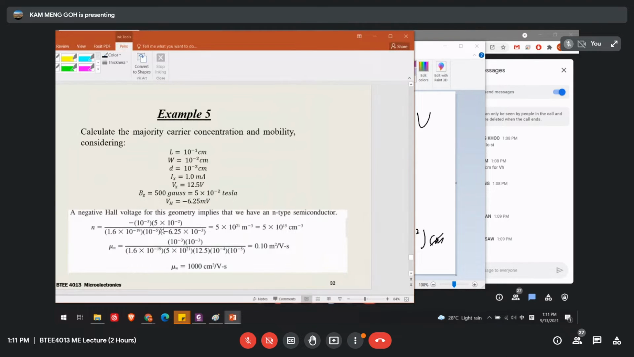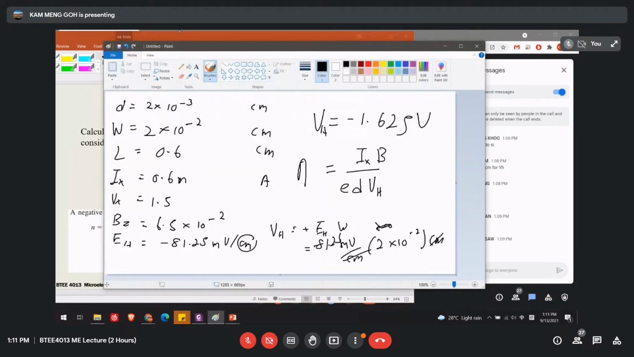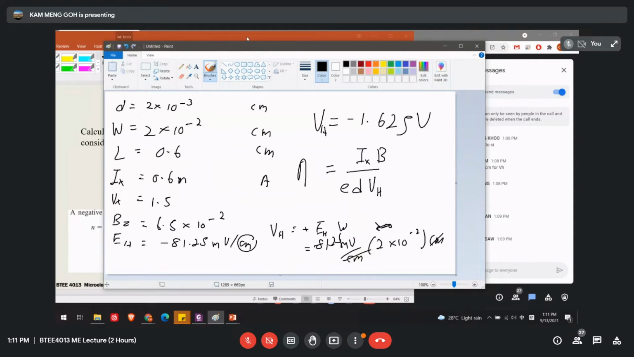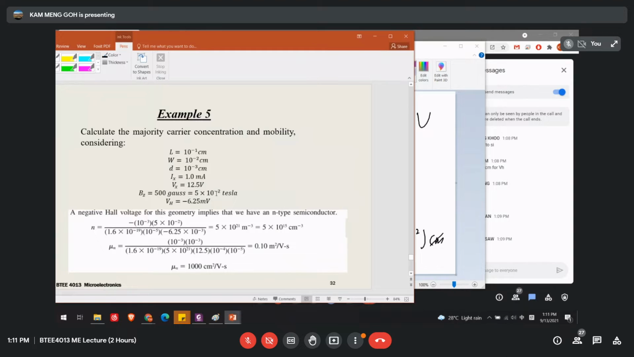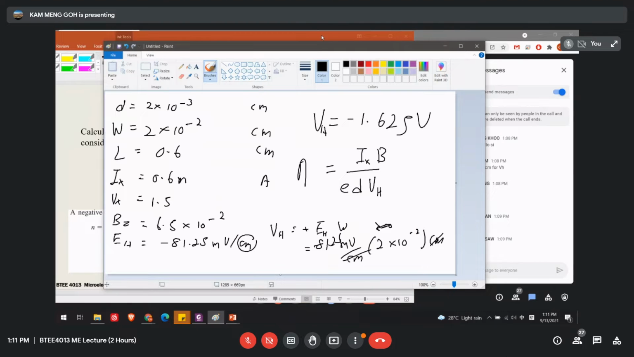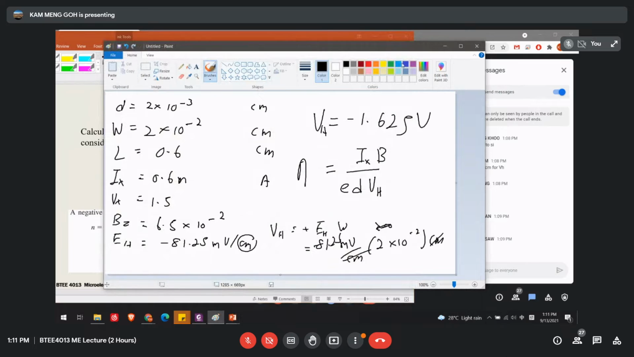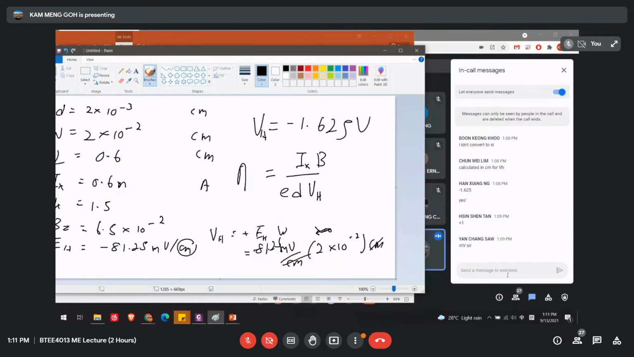Okay, you can see that this one is the Ix. Ix is originally 1.0, then times 10 to the power negative 3. Everything must be converted. Then this one is B, which is times 10 to the negative 2. Then this one is 10 to the power negative 5, which is the d, if I'm not mistaken. Yep. So this is where you are going to do it. Okay. Can anyone tell me what your electron concentration is?